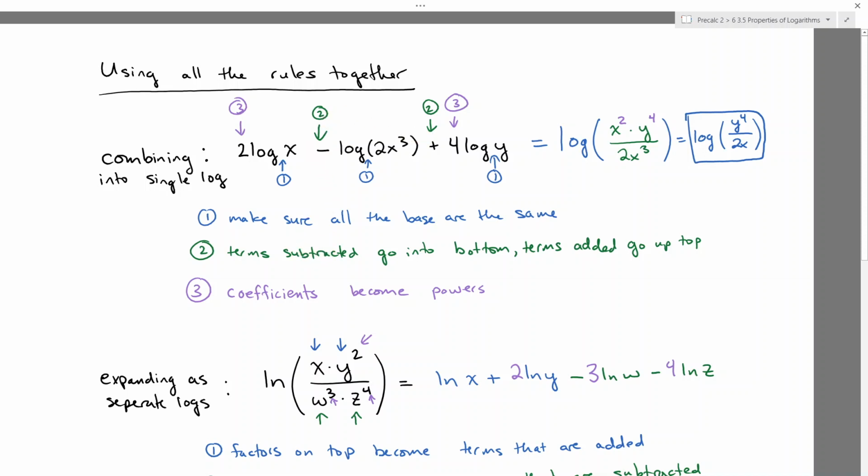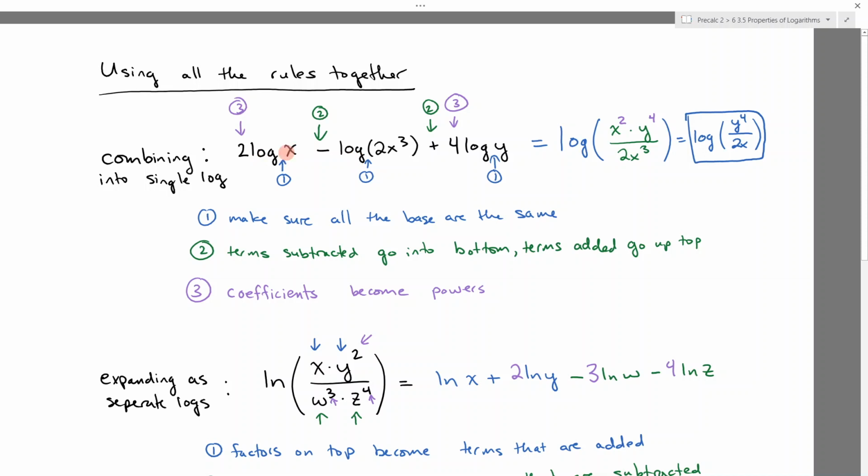Things that are subtracted, which is this thing, go into the denominator, and terms that are added go on top. So this x has to go on top because the term is positive. This 2x cubed goes on the bottom because that term is subtracted. And the y, that term is positive, so the y goes on top. And then finally, the coefficients of each of the logs become the power of the corresponding thing.